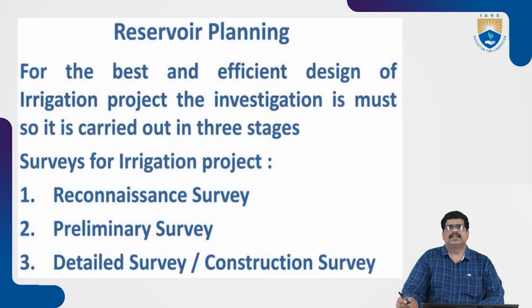So let us see reservoir planning for the best effect of the design of irrigation projects. The investigation must be carried out in three stages. The first one is reconnaissance survey, the second one is preliminary survey, and the third one is detailed survey or construction survey. These three types of investigations are done while planning the reservoir. Let us see one by one how to plan the reservoir.